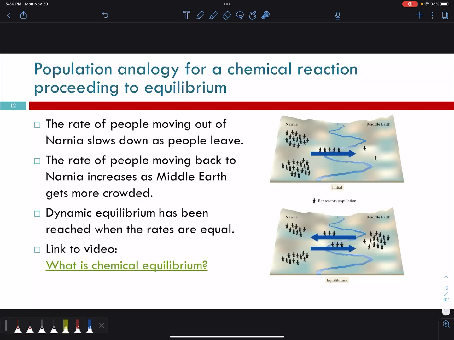So the rate of people moving, so if you have Narnia next to Middle Earth, separated by a river, the rate of people moving out of Narnia slows down as people leave, right? So if all these people are unhappy here, they want to be on the other side because, hey, it's a lot less crowded in Middle Earth. So they're moving over to Middle Earth. Narnia starts to be less crowded, but Middle Earth starts to get more crowded. So at some point, these people are going to want to move back to Narnia because they're like, I don't like the number of people here. Maybe I got a new job opportunity over there. There's this constant influx of people. But at some point, this is all going to balance out.